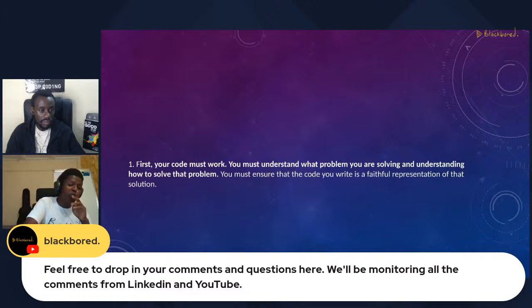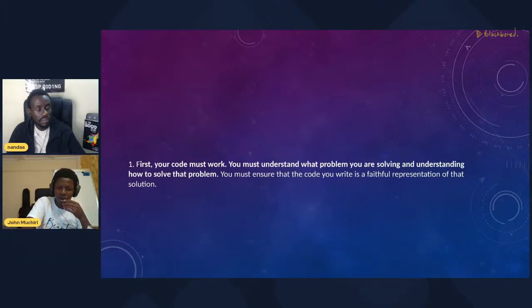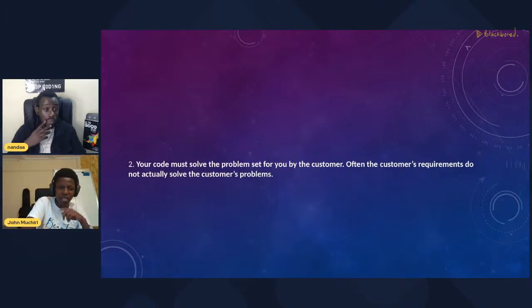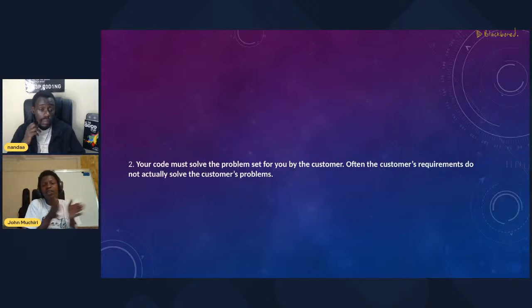So we are going to look at 4 major things you have to juggle when coding. Number one, your code must work. Number two, your code must solve the problem set by your customer. Sometimes you can code something and then the customer says, you have not solved what I needed. So you have to meet the customer's requirements, or rather the end user. Maybe you're making an app for musicians. It has to meet those end users.